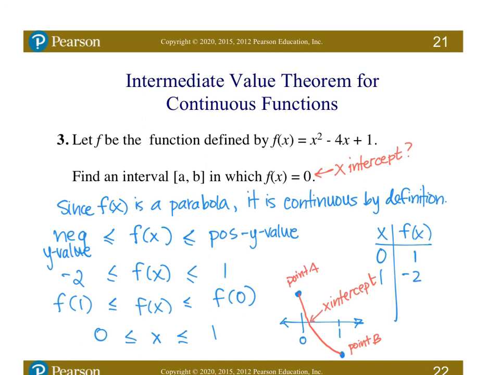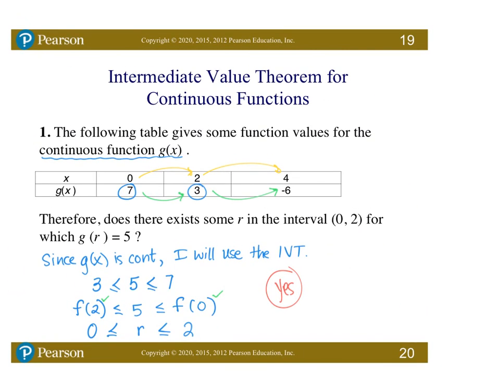So the idea of the intermediate value theorem, first of all, you must clearly state that it's continuous. Second of all, you need to find two y values that are on opposite sides of what you're looking for. If you're looking for 0, then you find a y value that's positive compared to a y value that's negative. If, like in the first example, you were looking for 5, you look for two y values that are on opposite sides of that value. Once you find y values on opposite sides of your target, you'll be able to work backwards and have your x interval that guarantees the existence of that value.